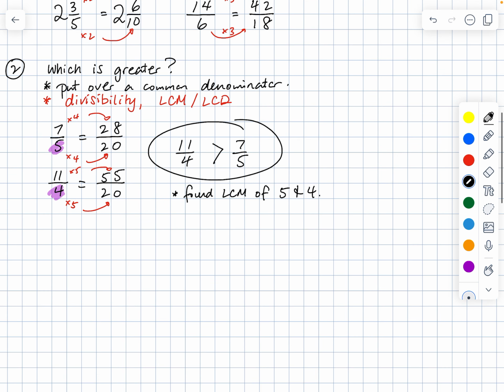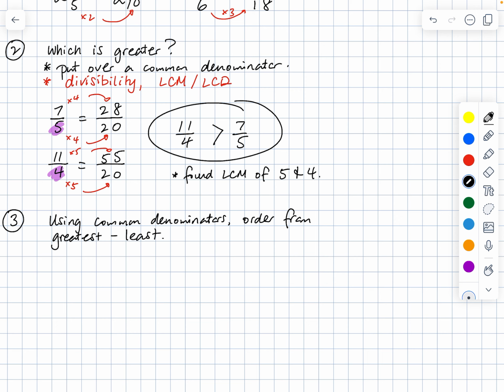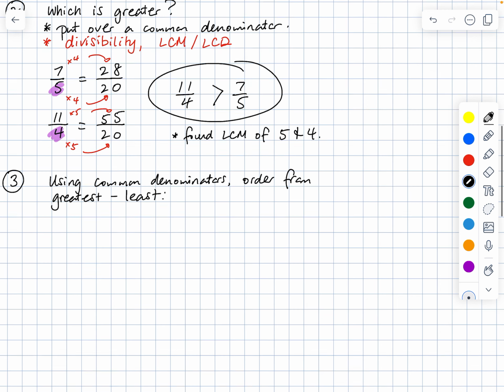Okay, let's do one more example where it involves a mixture of mixed numbers and improper fractions. Let's look at number 3. Using common denominators, you're going to order from greatest to least. Again, feel free to pause this and check your answers if you would like to work ahead.